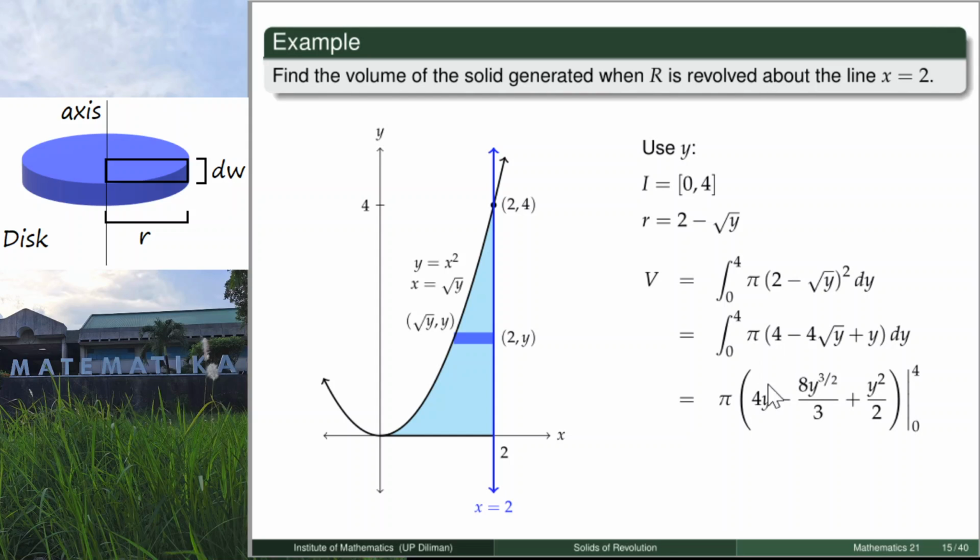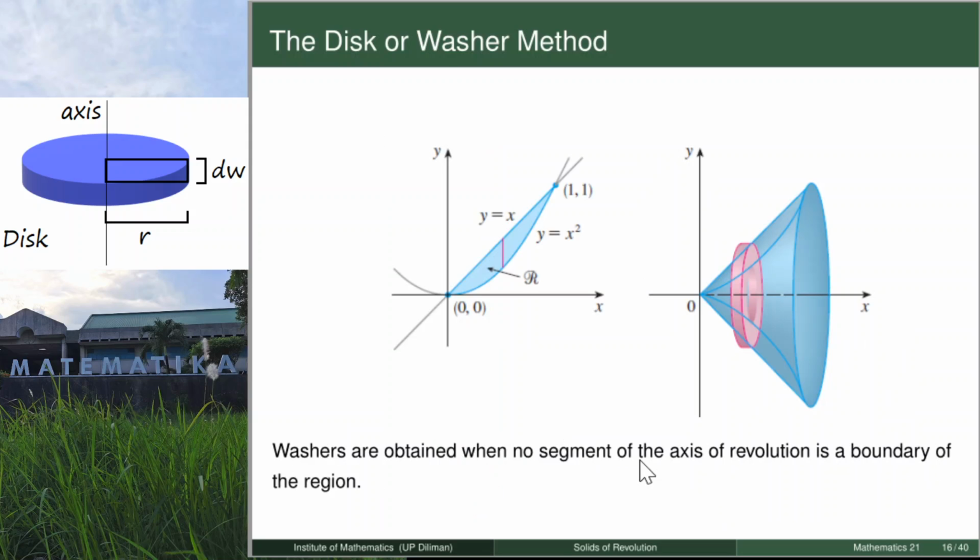And then integrate each one individually. And then make sure that pi is multiplied to the sum by writing parentheses. Then once you have this, you can now evaluate from 0 to 4 and you get this answer. So this is the volume of the solid of revolution. And yeah, that's it for disks.